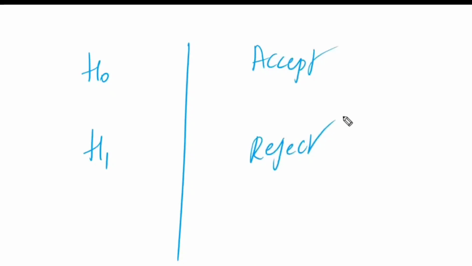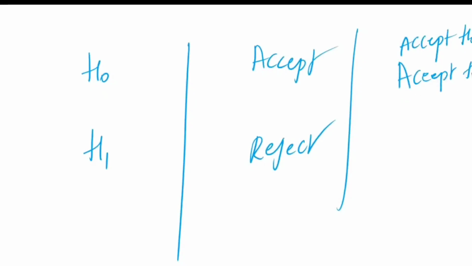Total four words are there. Now for these four words, four combinations are there: accept null hypothesis, accept alternate hypothesis, reject null hypothesis, and reject alternate hypothesis. That's it. Combination: this one with respect to these two, this one with respect to these two. Is that clear?